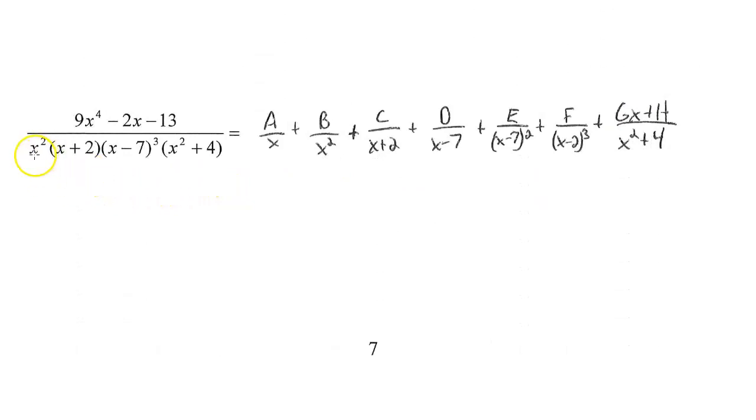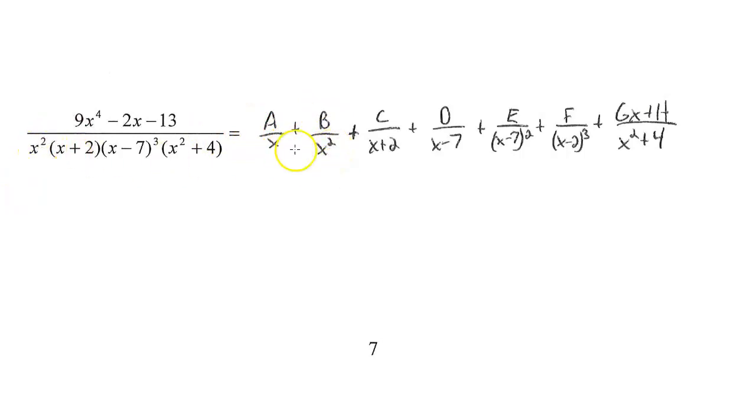Now here's a question. This x squared, is that a repeated factor or is that an irreducible quadratic factor? Well, it's a repeated factor. It's not irreducible because it's x times x, right? You can break it apart, right? So it's a repeated factor of x. So it's A over x plus B over x squared.